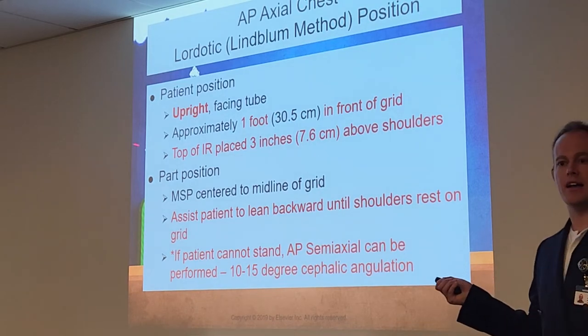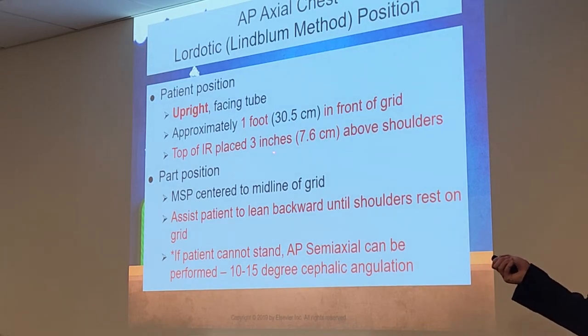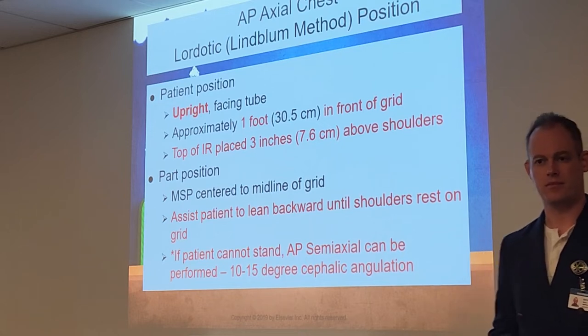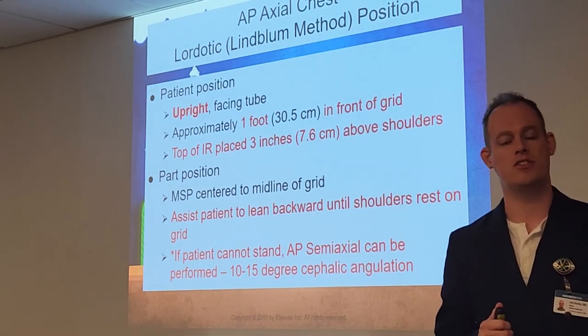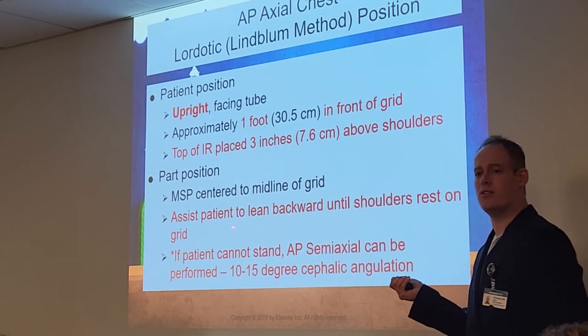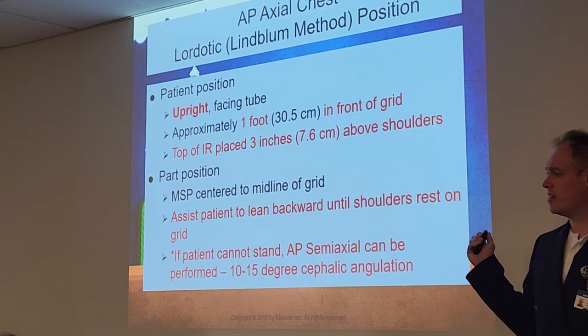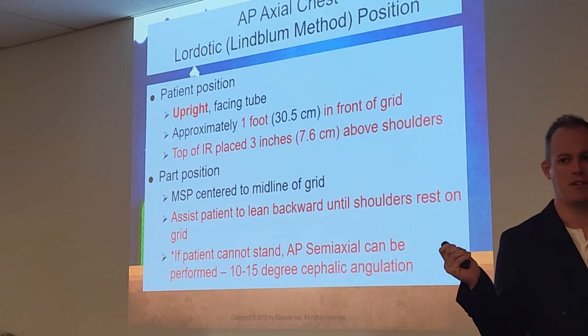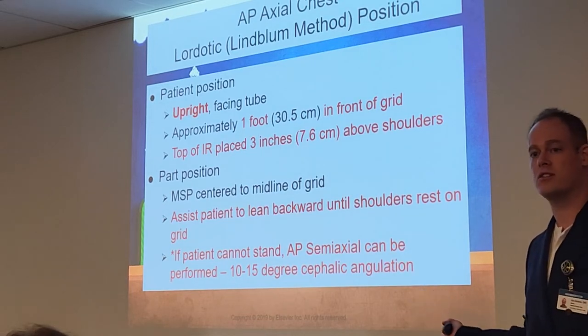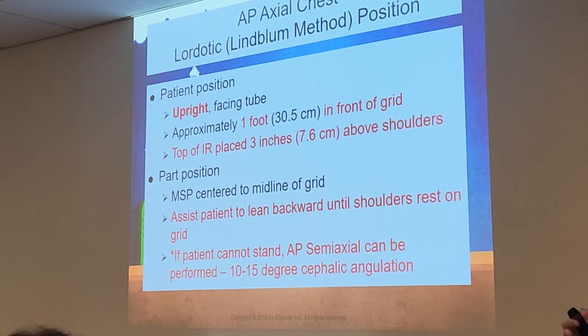Also, little change here, guys. Make note of this. The IR is placed 3 inches above the shoulders versus the 1.5 to 2 we've learned for everything else so far. So the lordotic is unique in that you're going 3 inches above the shoulders at the top of your lights. Now when you're sitting your patient, whenever you're getting on position, make sure you're assisting them to lean backward. Don't let them just fall backwards, especially if poor grandma's standing up there, she's gonna fall flat on her back. Make sure you assist her very slowly to lean back on that IR and rest those shoulders. Make sure you assist her sitting back up as well when you're done.